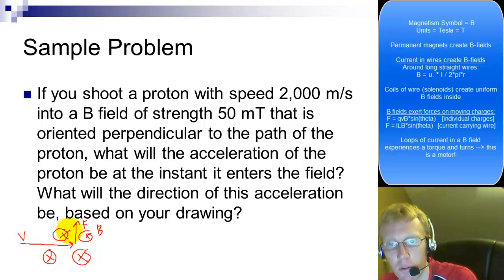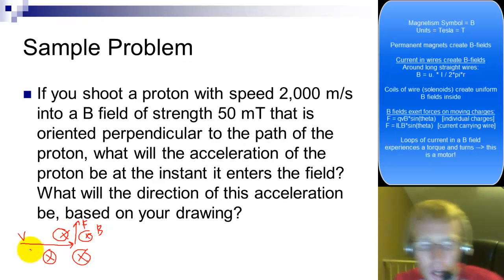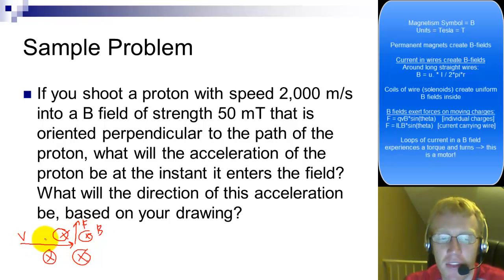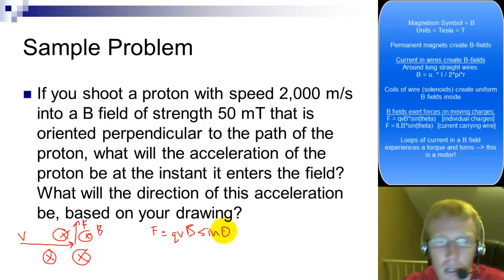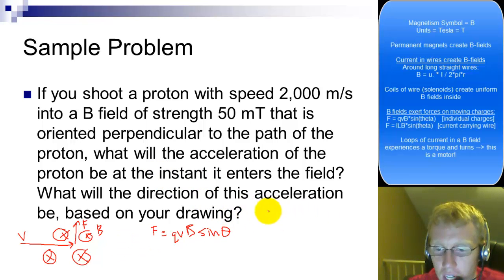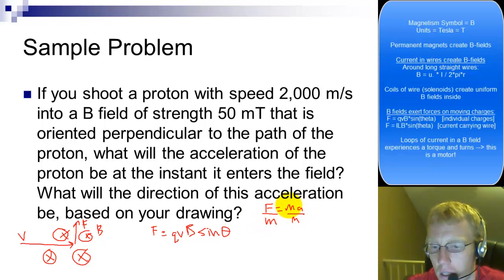Let me just go forward one. After this, I'll go back one. So the force is going to start off going up. At the instant it enters the field, we've got the formula F equals qvB sine theta. What is the acceleration of the proton? Well, if this is the only force acting on it, then we know that F equals ma. So the acceleration is the force divided by the mass. So the acceleration is going to be this value divided by the mass of a proton.